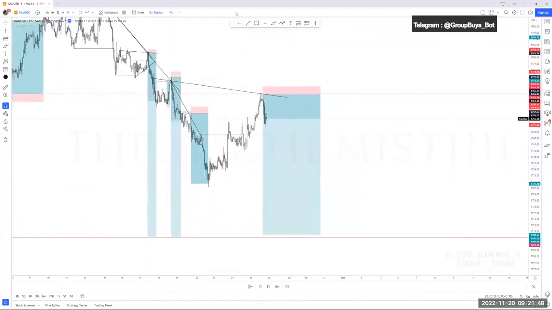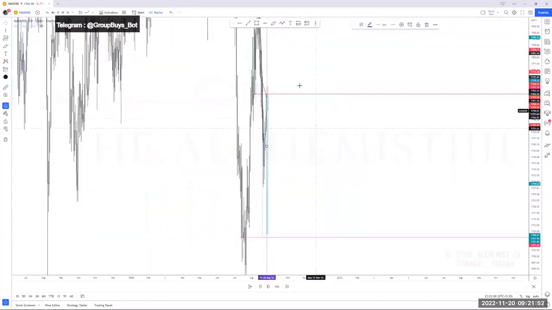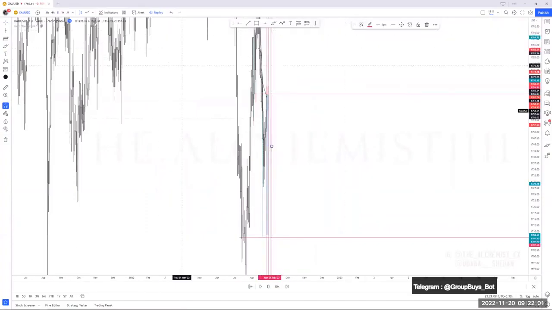So let's wait. Let's go to the daily. Let's mark out the new days. It puts the red color, daily, daily, daily. Let's look at four days of entries. Okay, let's see.